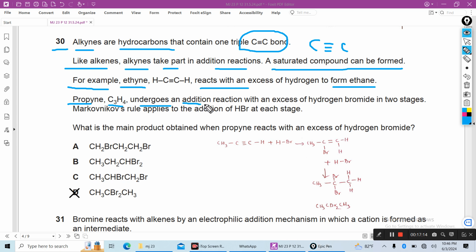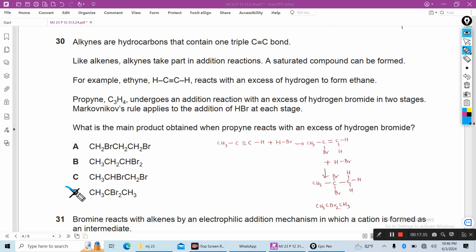C3H4 undergoes an addition reaction with an excess of hydrogen bromide in two stages. Markovnikov's rule applies to the addition of hydrogen bromide at each stage. What is the main product obtained when propyne reacts with an excess of hydrogen bromide? So your answer will be D, 2,2-dibromopropane. 1, 2, 3. Number 2 carbon contains 2 bromine atoms, so 2,2-dibromopropane will be the major product.